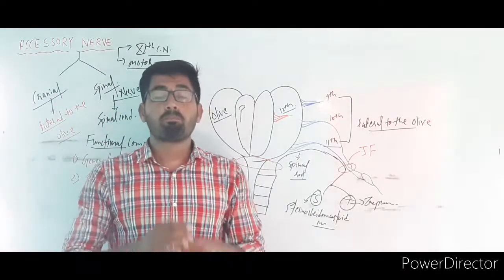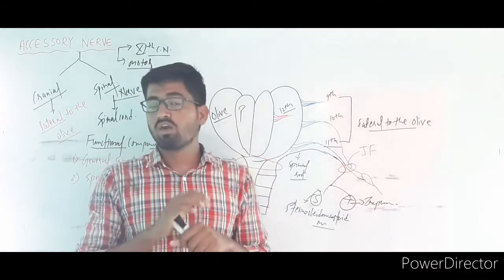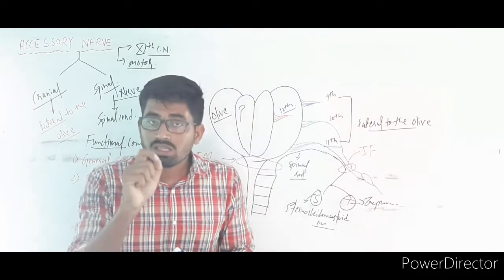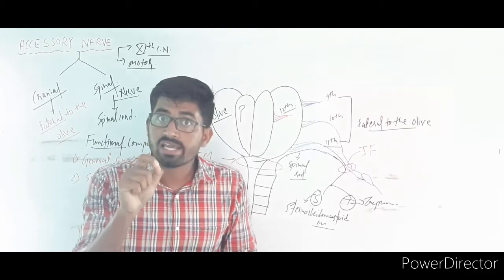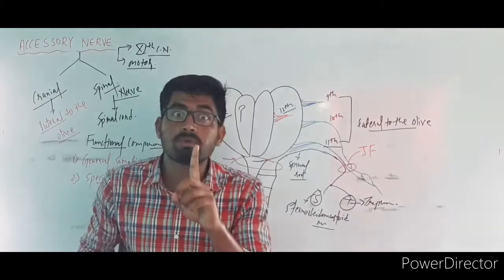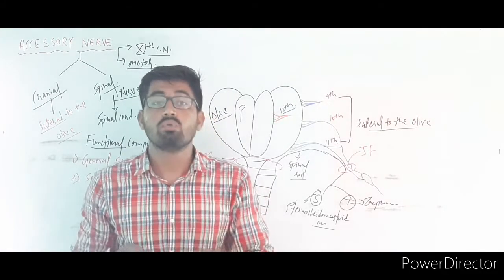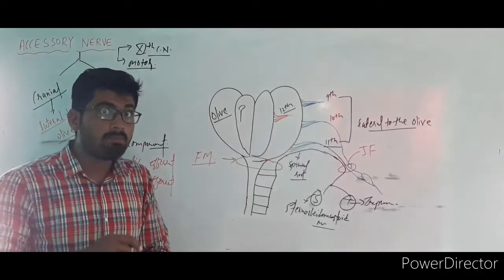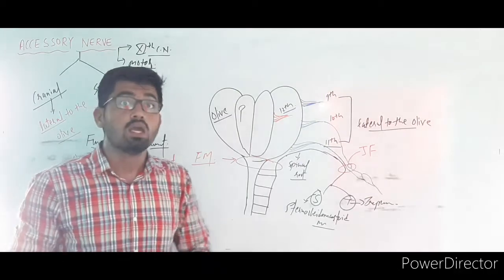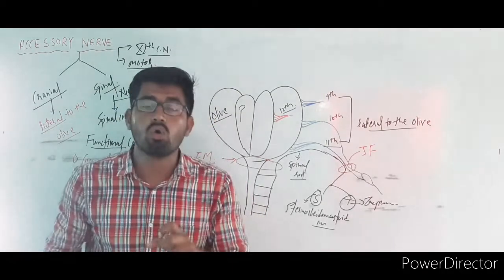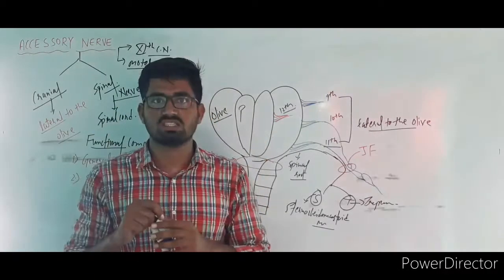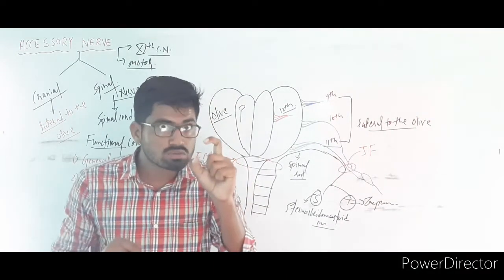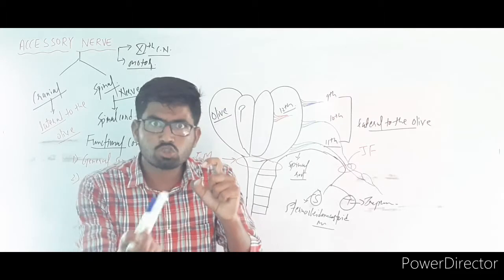What is the complete nerve supply of the tongue? All the muscles of the tongue are supplied by the hypoglossal nerve except palatoglossus, which is supplied by the cranial root of the accessory nerve via the pharyngeal plexus. So there is one exception. The palatoglossus is also a muscle of the tongue only.